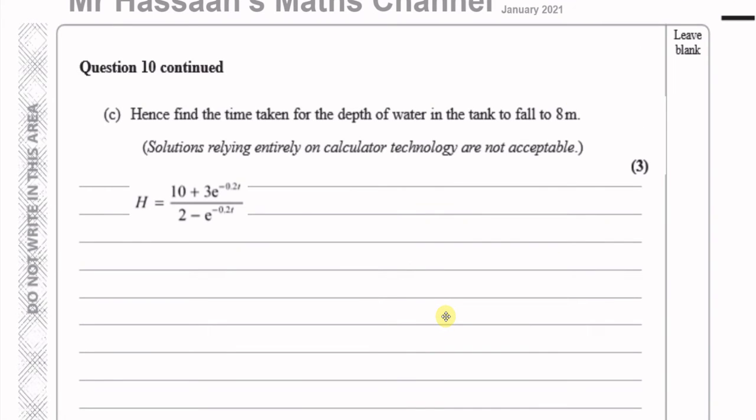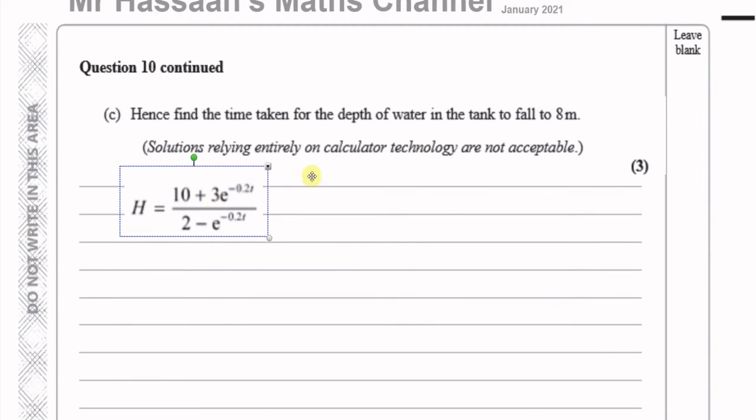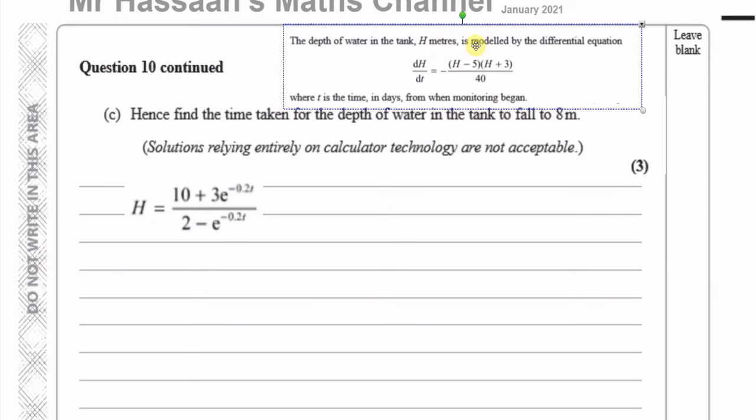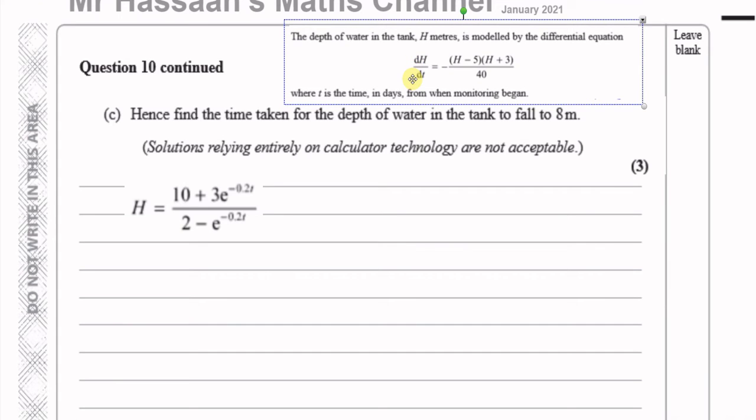Okay, so for part C, it says, hence find the time taken for the depth of the water in the tank to fall to 8 meters. So this is the equation that we've found, that we had to show. So this is the equation that we have to use. Now, let's just go back and think about what the actual question was about. It says the depth of water in the tank, h meters, is modeled by this equation, where t is the time in days from when monitoring began. Okay, so basically, h is the depth of the water in the tank. So we want to find the time taken for the depth of water in the tank to fall to 8 meters. So h has to equal 8 meters.